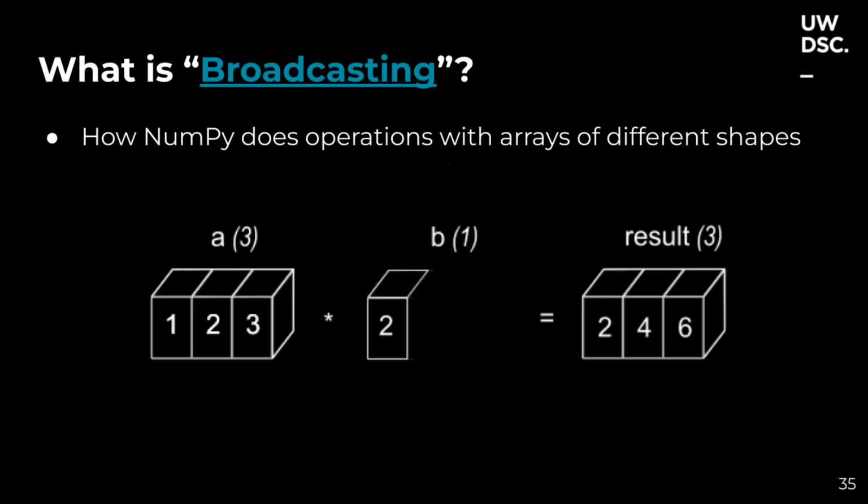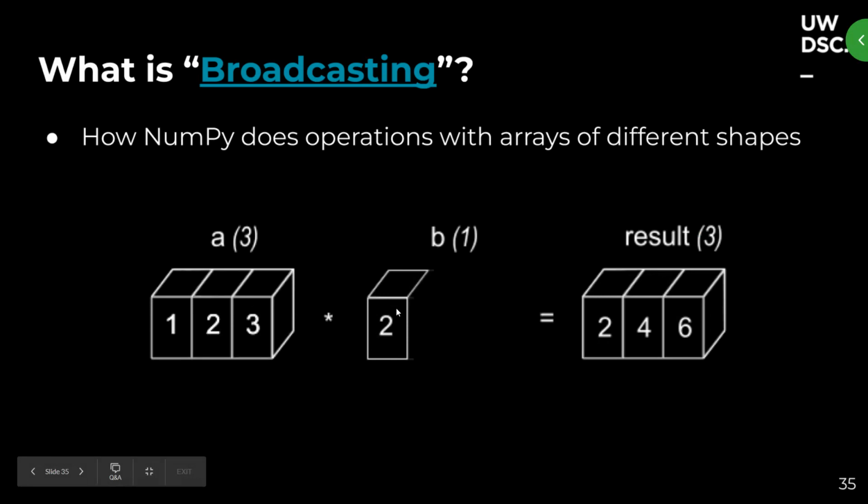So what magic we just did there is something called broadcasting. Broadcasting is basically how NumPy does operations with arrays of different sizes. In this example, you can see that we have this array A, which has size 3, and we have this array B, which only has size 1, right? Only has one element in it. But if we add these in NumPy, we know that we'll get a result of size 3. And the question is, how does that work?